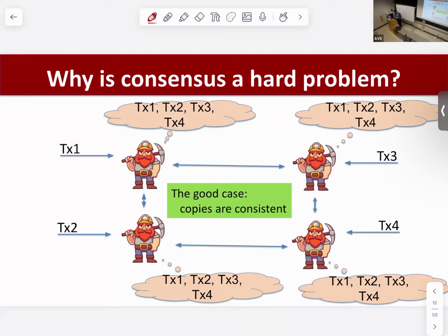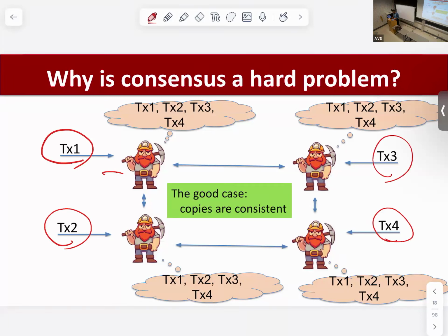So the simplest way you can think about this is that all the copies are consistent. That's when we have a consensus, right? So everybody receives a request. Let's say, for example, this is a very nicely distributed system. One request goes to one miner, the other request goes to the other miner, and so on and so forth. And then they all talk to each other properly, and everything's sent at the same time.